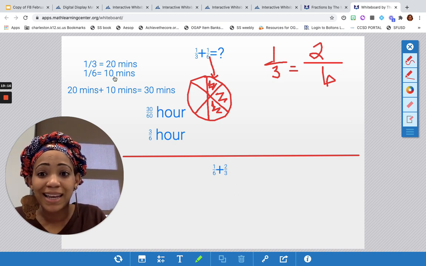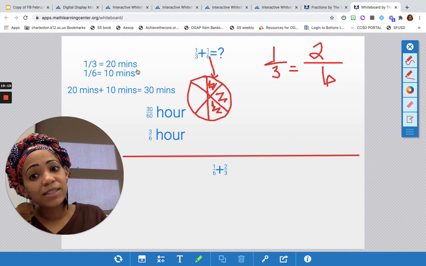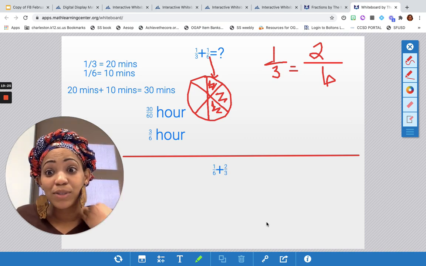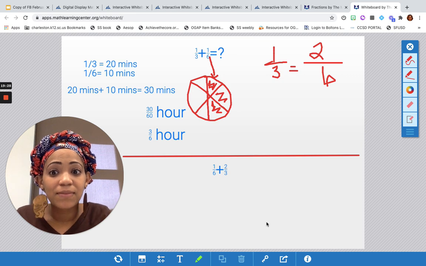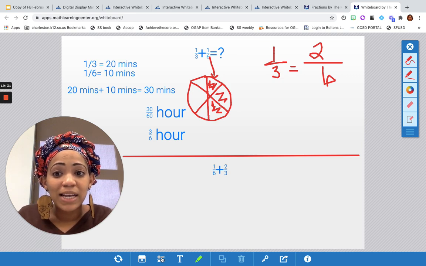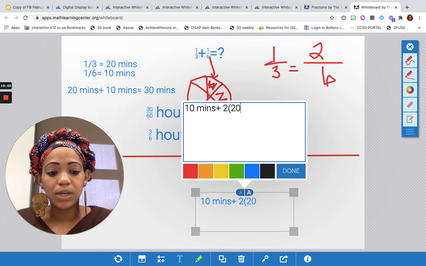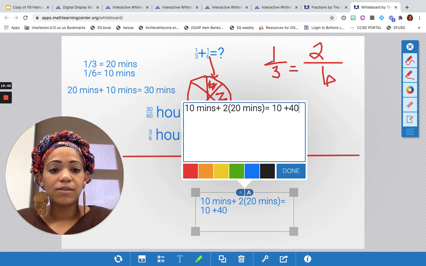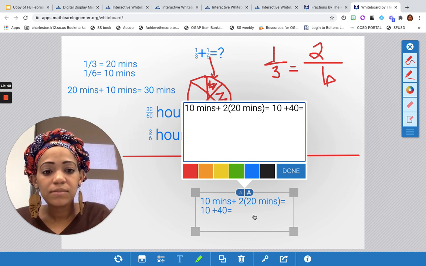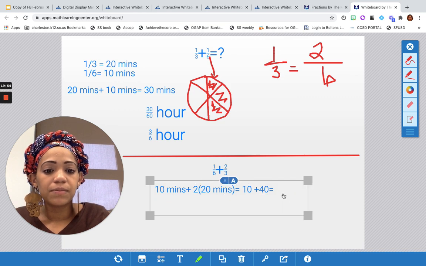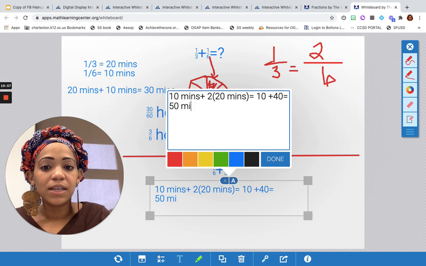1/6 we have up here is 10 minutes. 1/3 is 20 minutes. So then 2/3 would be 2 times 1/3, or essentially 2 times 20 minutes, which is how many minutes? 40 minutes. So right now I am at 10 minutes plus 2 times 20 minutes, which is the same thing as saying 10 plus 40. Y'all agree? All right. Well, what is 10 plus 40? 50. And that's 50 minutes.